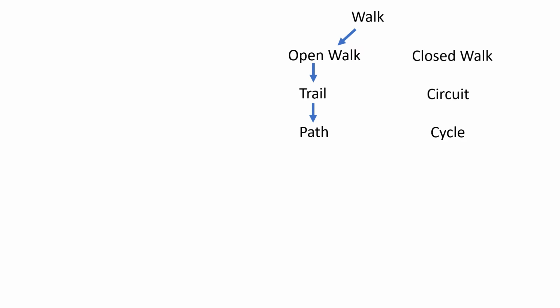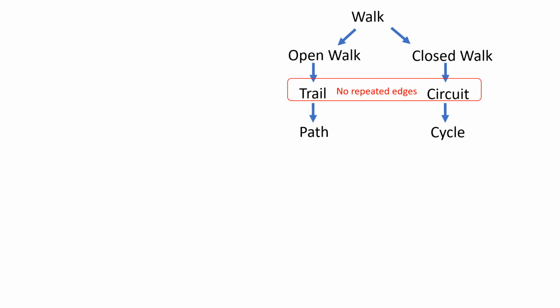All paths are trails, but not all trails are paths. And we can do the same thing for closed walks. So we can go from closed walk to a circuit, and then get even more specific and get to cycle. So, we're getting more specific as we follow along those arrows.